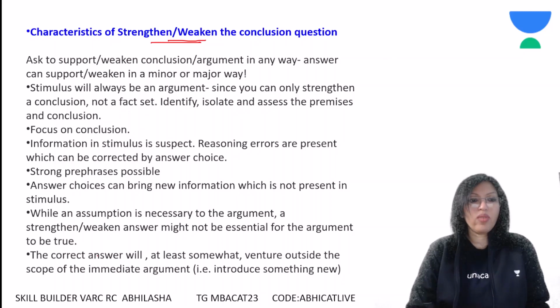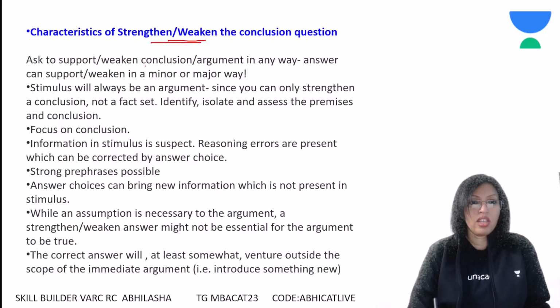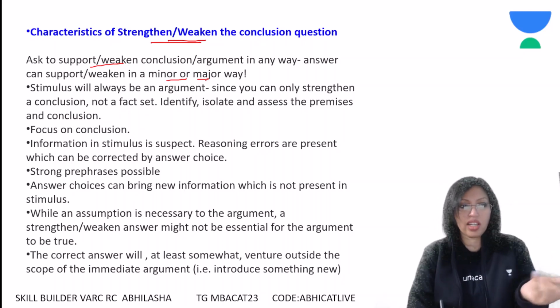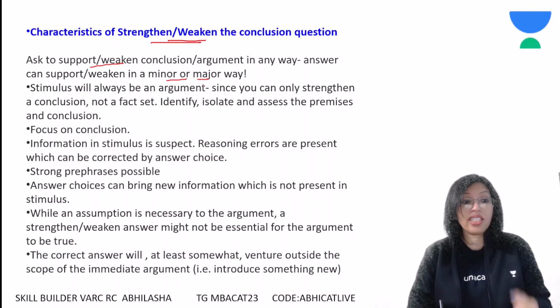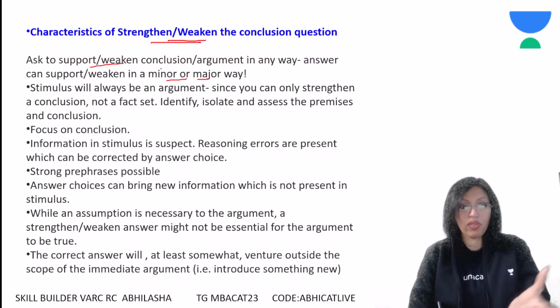All right. So let us look at what the characteristics of the strengthen or weaken the conclusion question are. You can be asked to support or weaken the conclusion or argument in any way. The answer can support or weaken in a minor or a major way. The question can just ask you to weaken or strengthen a conclusion. The answer can support or weaken in a very small way or in a big way also.